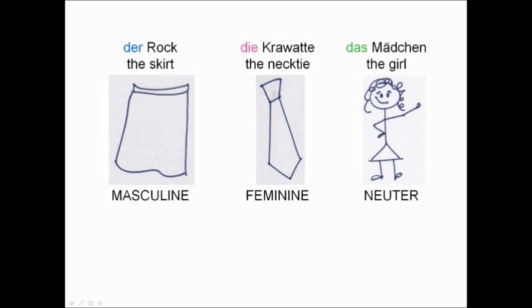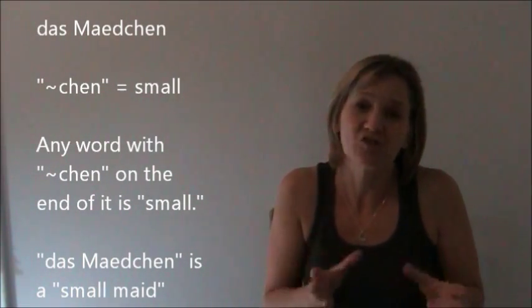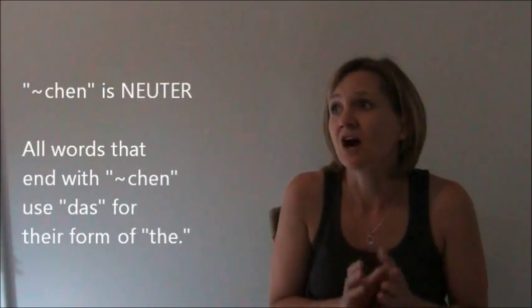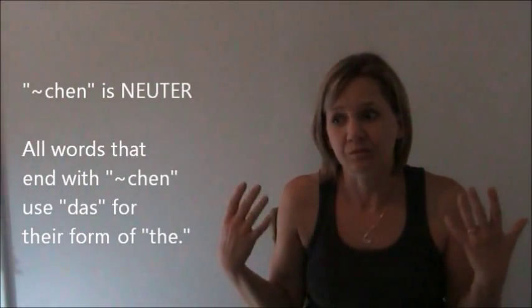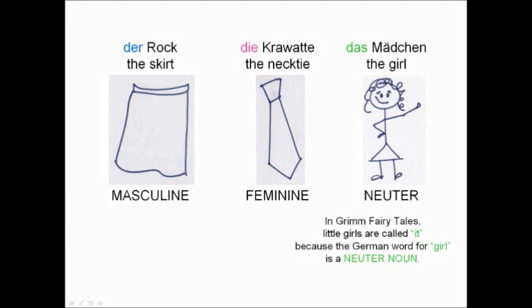What? So obviously there's a real problem here. It has to do with the suffix of the word, chen. It means small. Anytime you put chen on the end of a word, you make it small. Like Brötchen is a roll, a little piece of bread. But chen always takes the gender of das. It's always neuter. So I just have to know that das Mädchen is neuter. And anytime I refer to her in a fairy tale, for example, they refer to her as es. They call the little girl an "it" for the whole fairy tale.